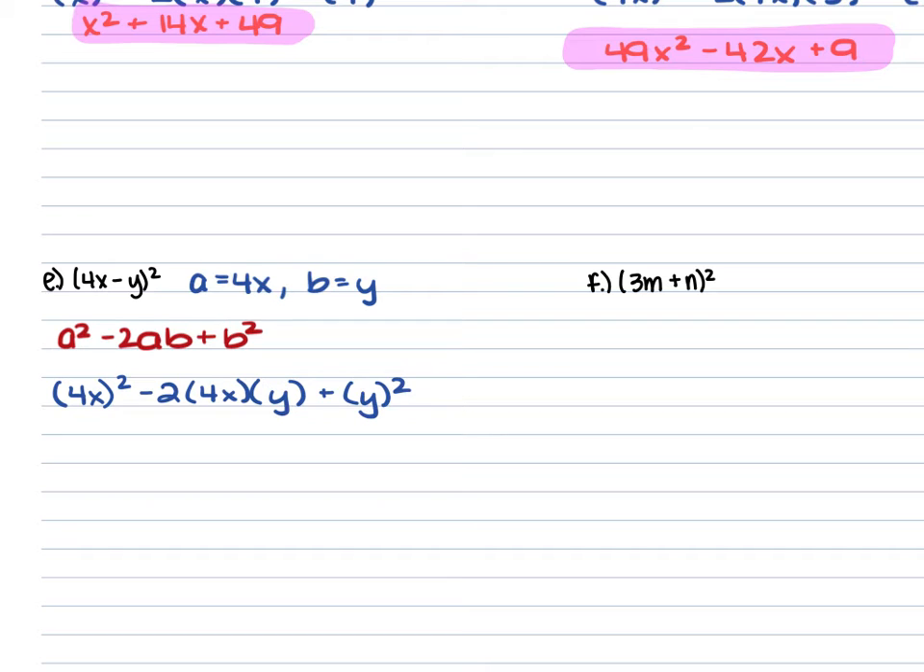That 4x squared is going to be 16x squared. Then we have negative 2 times 4x times y is negative 8xy. And that y squared is just y squared.